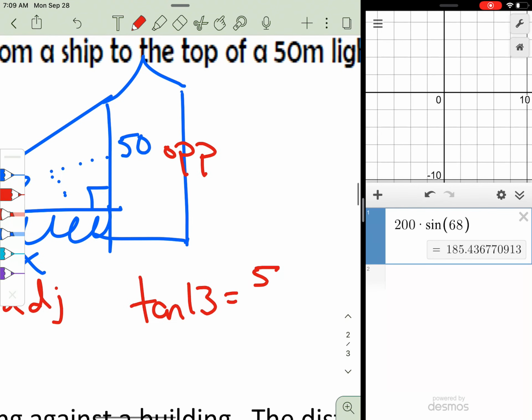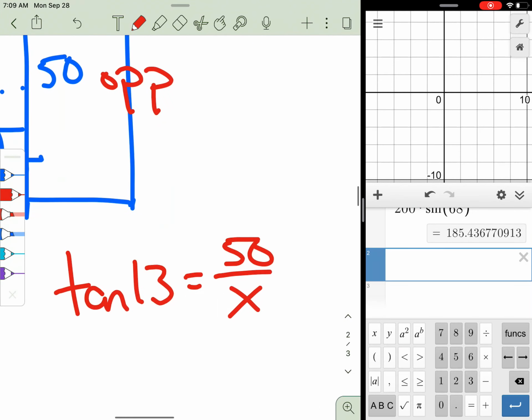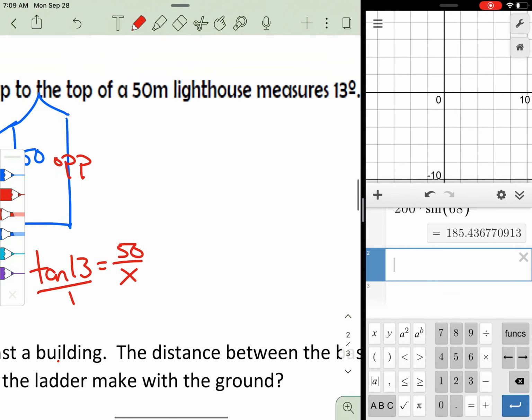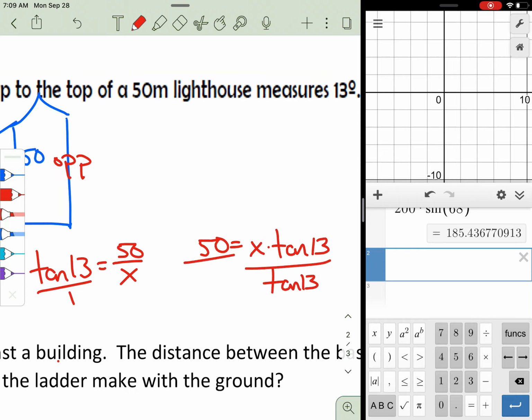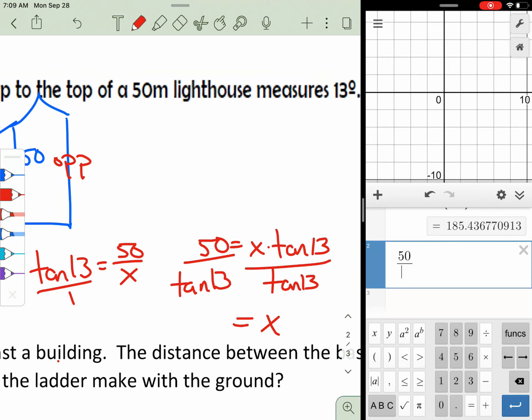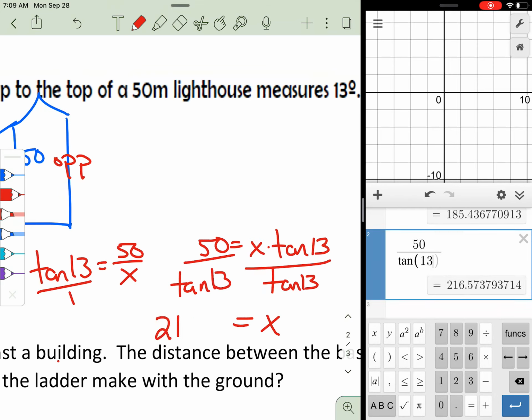Tangent of 13 degrees is 50 over x. Okay, we're going to put that over top of 1 and cross multiply. So we have 50 equals x times tangent of 13. And then we're going to divide by tangent of 13 to get x by itself. So x equals 50 divided by tangent of 13. 216.6 feet. Okay, there you go.